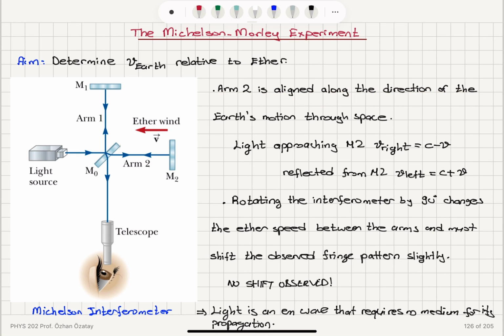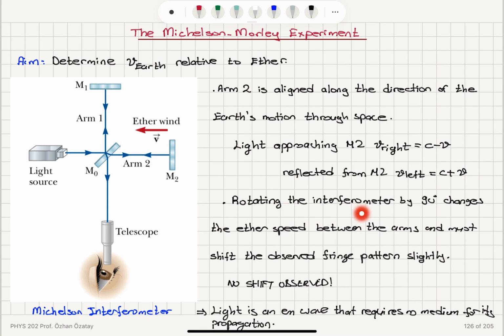So arm 2 is aligned along the direction of Earth's motion through space, and now light approaching M2 will have velocity, so this is to the right, c minus v. Why? Because the ether wind is to the left, the light is propagating to the right. In the ether reference frame, the speed of light is c, but the ether wind is to the left, so it's going to be c minus v in the lab reference frame. And when it is reflected, it's now in the downwind direction. The ether reference frame measures propagation speed c, and the light is propagating to the left in the same direction as the ether wind, so it should be c plus v.